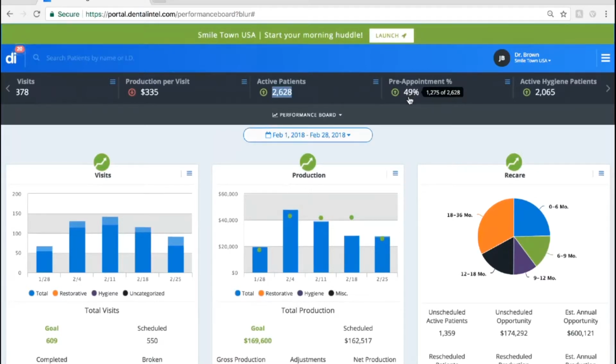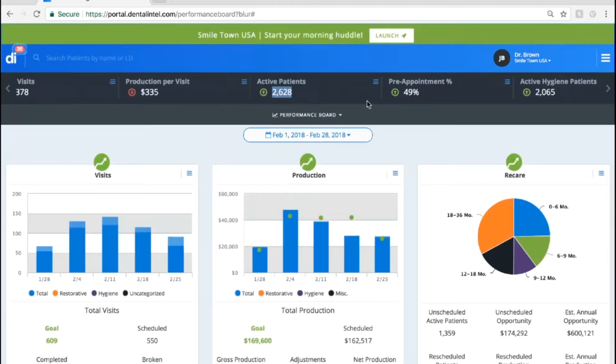Okay, now pause on that because there's a difference. We've talked about it before, but pre-appointment and reappointment. What's pre-appointment percentage? Pre-appointment means as of today, today's March 6th, 49% have a future appointment.